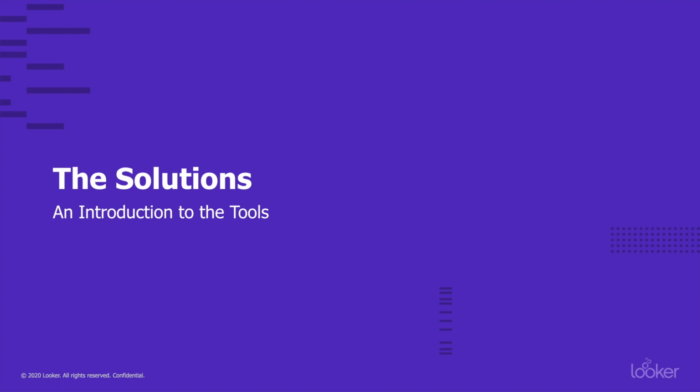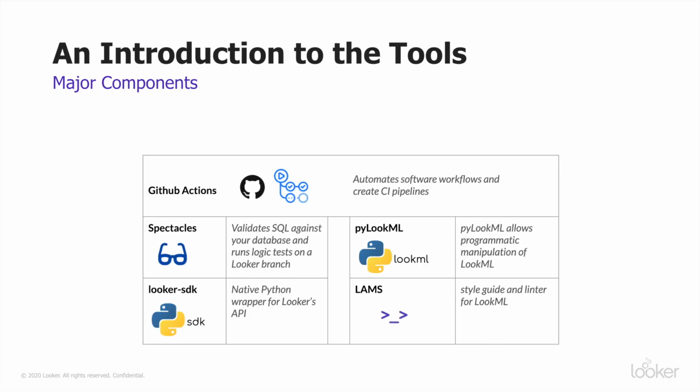Right, so a quick introduction to the tools that we'll use in the demo. First is GitHub Actions. So this would be like your continuous integration or continuous deployment system. We're using GitHub because it's probably the easiest to get started with, because most people host their Looker repos on GitHub. But people could use Travis, or they could use any continuous integration tool they want.